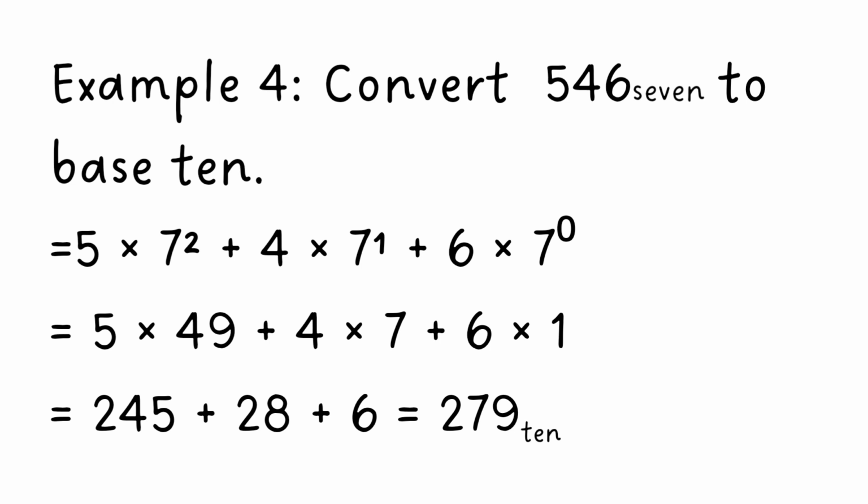So you can see on the screen that instead of multiplying the integers by 10 raised to power 2, 10 raised to power 1, and so on, like the expanded notation form, we used 7 raised to power 2, 7 raised to power 1, 7 raised to power 0, because we are converting from base 7 to base 10. To convert 546 from base 7 to base 10, we have 5 times 7 raised to power 2 plus 4 times 7 raised to power 1 plus 6 times 7 raised to power 0.